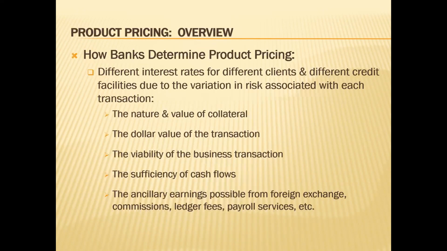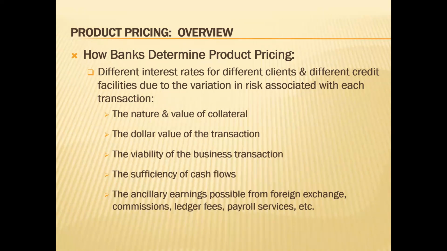Okay, so we looked at product pricing, as I said, and the overview was how do banks determine product pricing. And we said that there were different interest rates for different clients and different credit facilities. And this takes us back to TLC and PACT. So TLC will be the different credit facilities, because you're looking at the product, and different clients, that's your customer risk, which is the C in TLC.